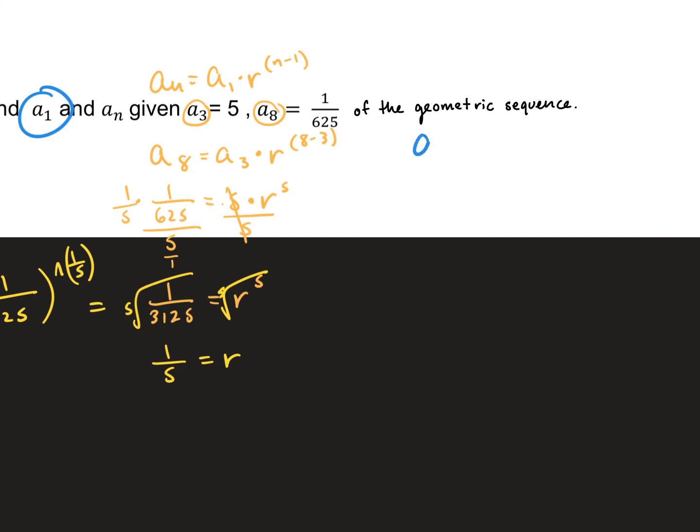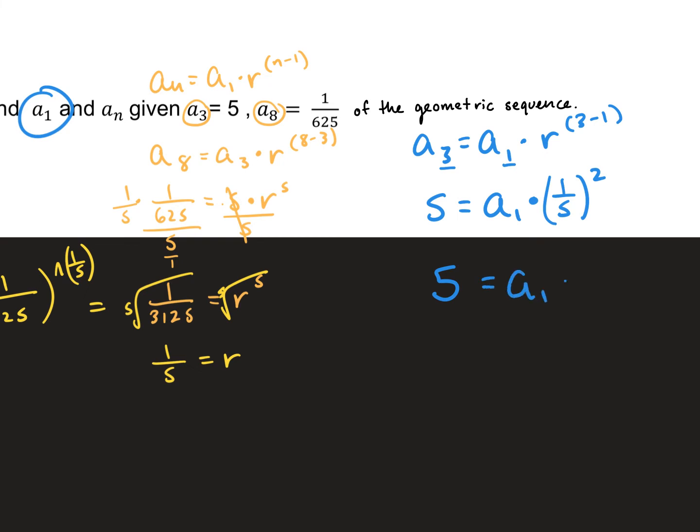Or you could do it mathematically. We can plug in a sub 3 is equal to a sub 1 times r to the power of 3 minus 1. So it's 3 minus 1. So a sub 3 is 5. A sub 1 times r, which is 1/5, to the power of 2. So 5 is equal to a sub 1 times 1 over 25.